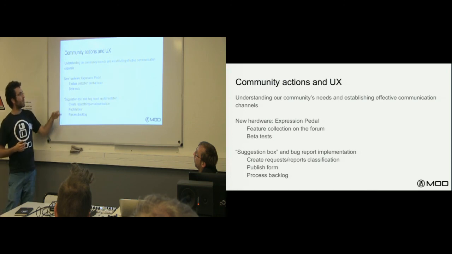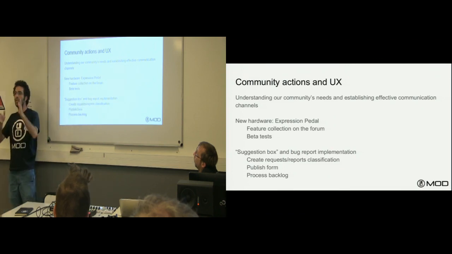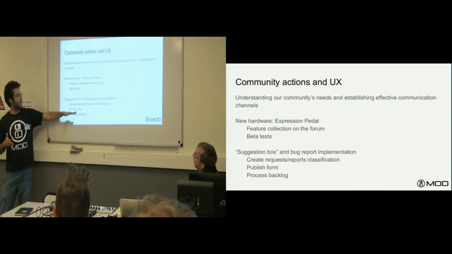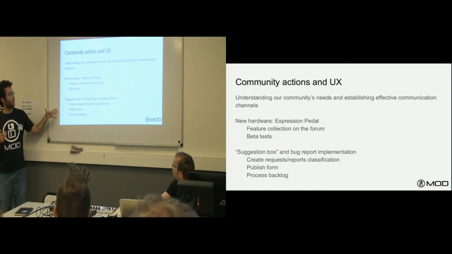We're also coming up with a type of suggestion box and a bug report, so that we can have a proper classification, like a tree, to classify the different requests and the different bugs that we have in a type of form, and then process all the backlog that we have from the forum as well. And that way we can have a quicker way of adding stuff to our roadmap.